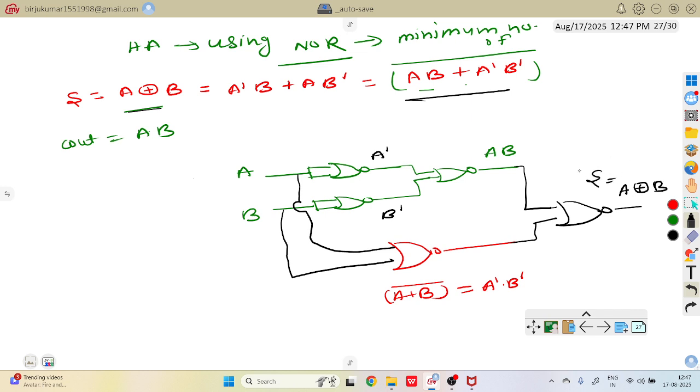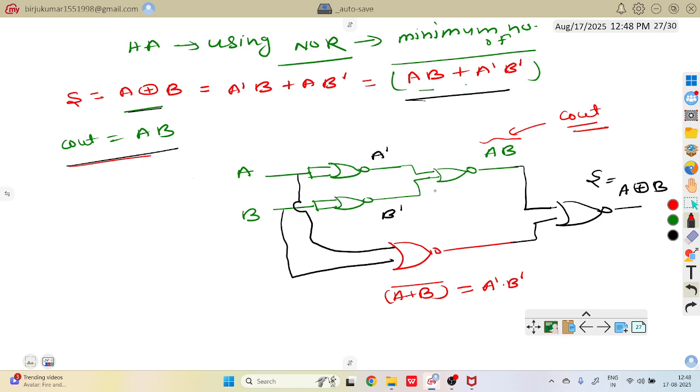So this is the sum expression. And if you ask me, sir, you didn't consider the carry, my answer is I have already considered this. The carry is AB, so this is your AB, and this is your carry. So this way you can design the half adder using the NOR gate.